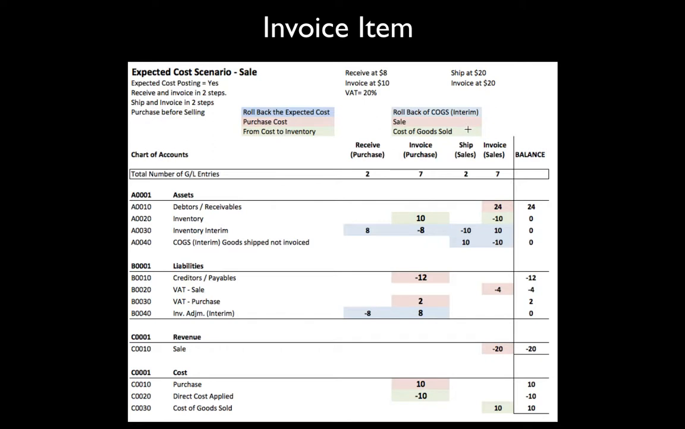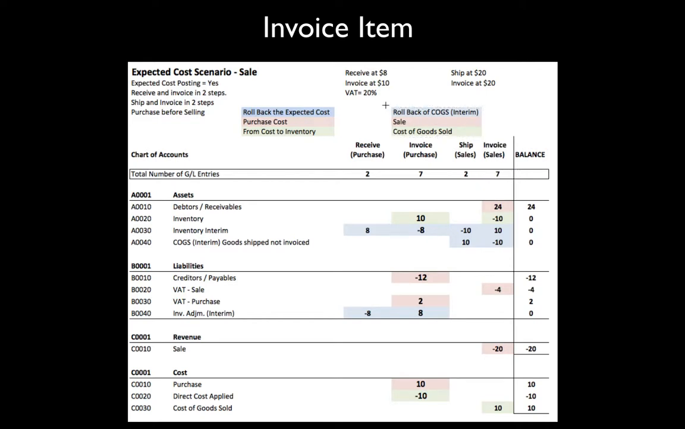Okay, so next we'll look at the invoicing process, still of the sales aspect. So when we invoice, Navision will create 7 GL entries. And as with the other examples, I've tried to break those 7 entries into 3 different kinds of entries.